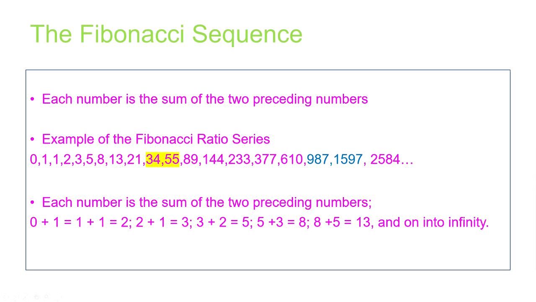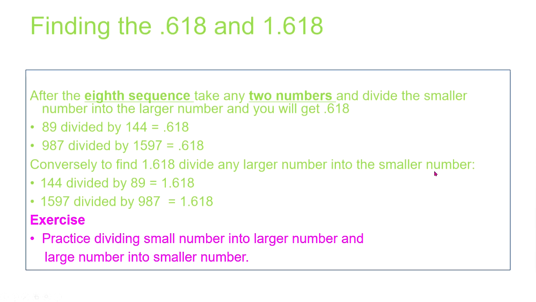And what is really interesting is that after the 8 in that sequence, you can take any two numbers and divide the smaller number into the larger number, and that will produce the 0.618. And so here's a couple of examples of that. You can go back to the sequence I had on the slide, or you can write it out if you like, and play around with it. And conversely, if you divide the larger number into the smaller number, you're going to get the 1.618 ratio.